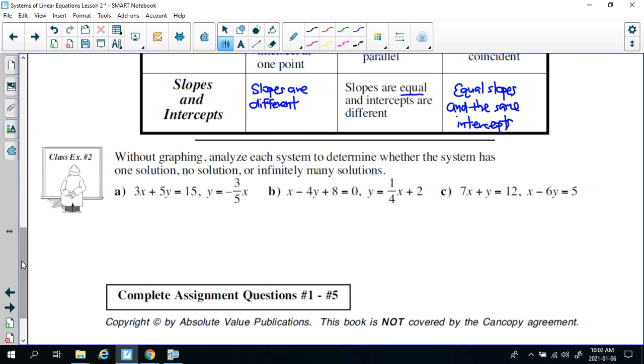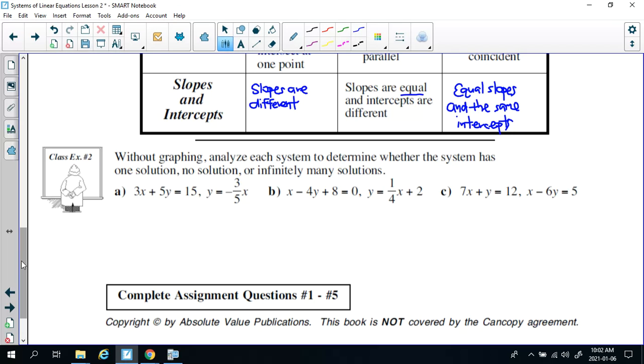Okay, so example 2 is we're given a bunch of equations, and what we want to do is determine how many solutions there are, 0, 1, or infinite, but we're going to do it without graphing. We don't want to actually plot this in the graphing calculator. We're just going to use the information about the actual equations to do this.